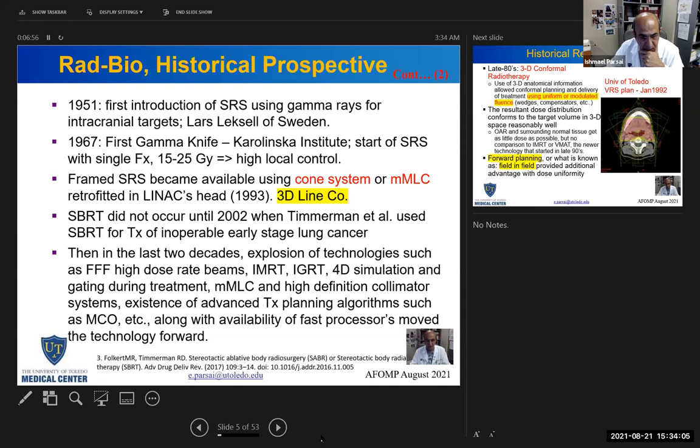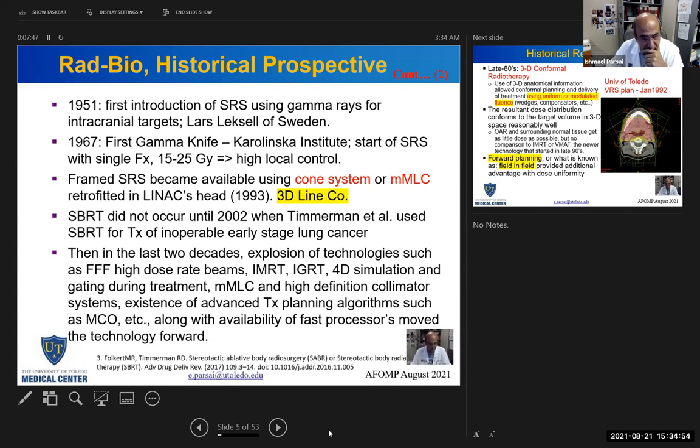Framed stereotactic radiosurgery became available using a cone system in most of the sites, at least the ones I know of here in the US. And then later on, a miniature multi-leaf collimation system, which could be retrofitted to the head of the linear accelerators, was developed somewhere around 1993. Quite a few companies actually built those machines, and then they would go around the country and retrofit these MMLCs to the head of the older machine. One of the companies that we bought that MMLC from in 1993 was called 3D Line Company. And it was later on purchased by Elekta.